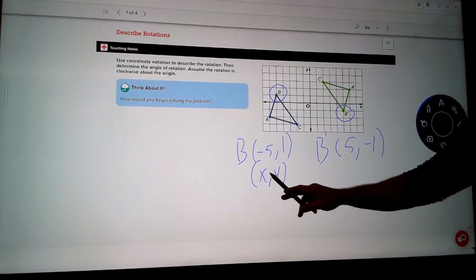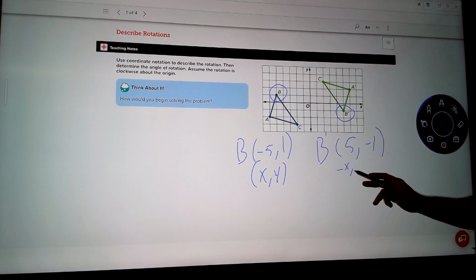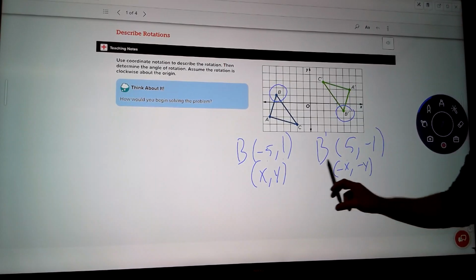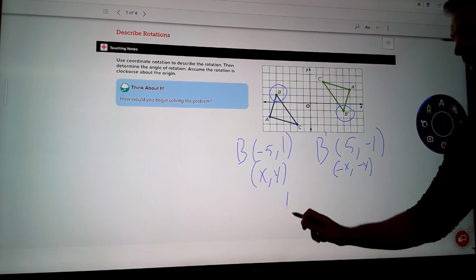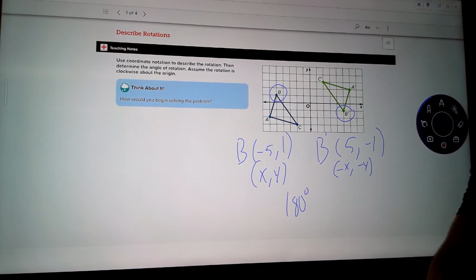B prime is 5, negative 1. What happened with these 2 points to go to these 2 points? The x, y became what? The opposite of x and the opposite of y. What rotation tells us that? A 180 degree rotation. Clockwise or counterclockwise, doesn't matter, they're the same.